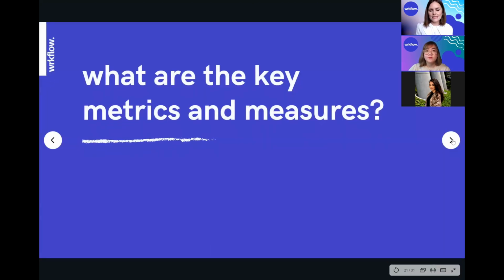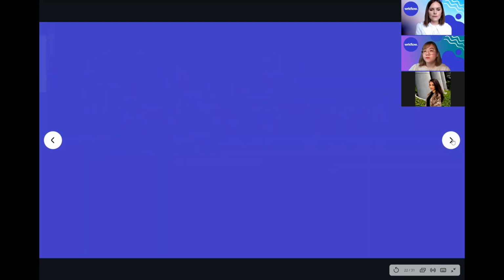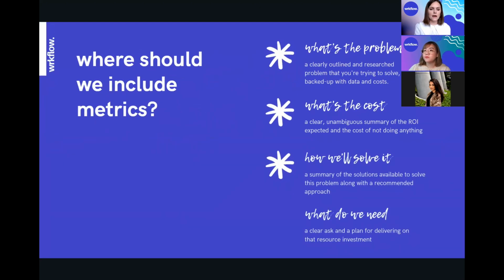So what are the key metrics and measures? Really, really important, and we get asked this all the time. How do we measure employee experience? What kind of metrics could we include to back up our position on employee experience? So hopefully this should help.